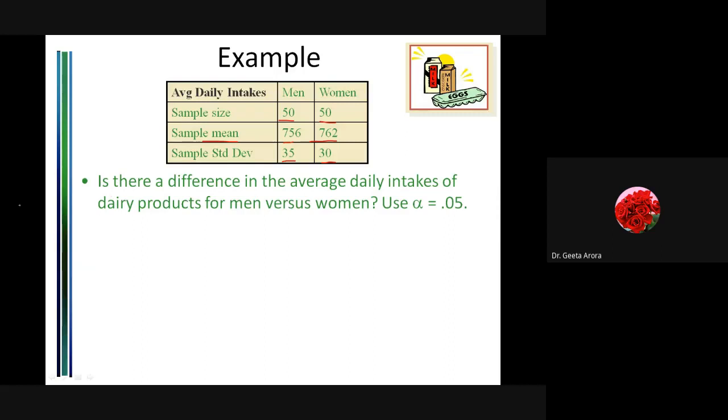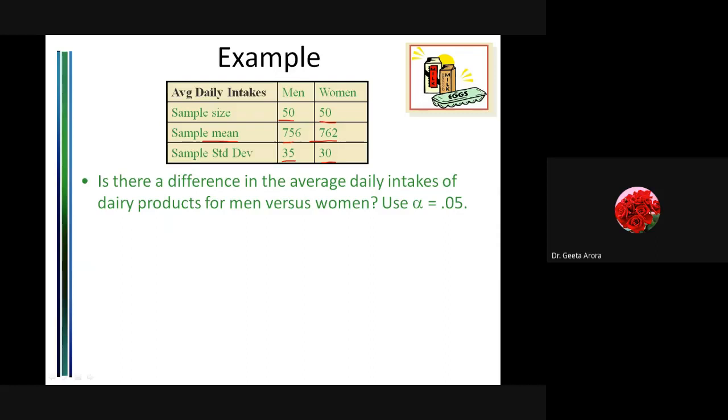Normally these types of surveys are done by the health department or nutritionists, who are looking at whether there is any difference in the average daily intake of dairy products for men versus women. Normally we have seen that the diet pattern or eating habits of males and females are not the same. So they are checking how much dairy product is taken by men versus women, and whether there is really some difference or not. For that they have taken 50 men and 50 women. Here you can see N1 and N2 are the same.